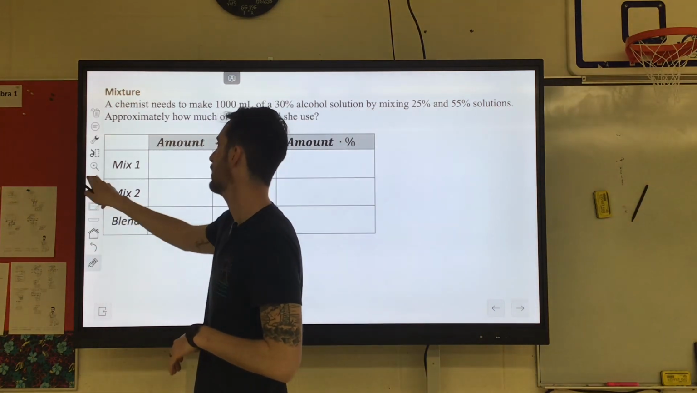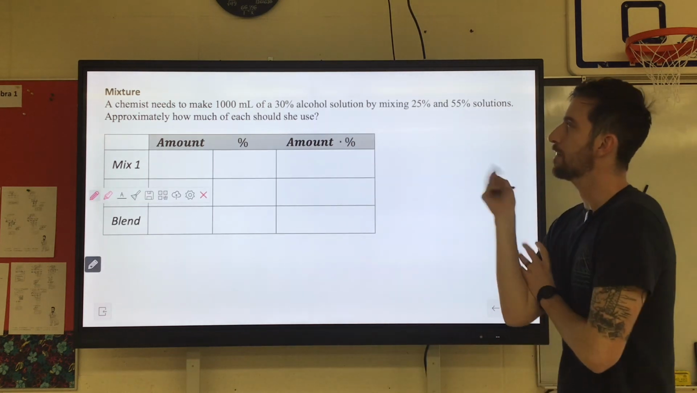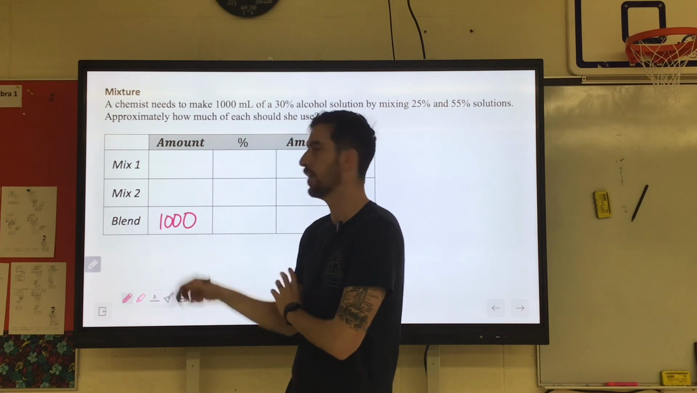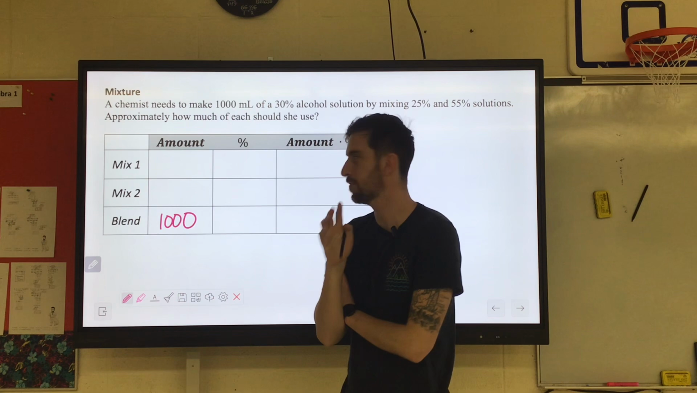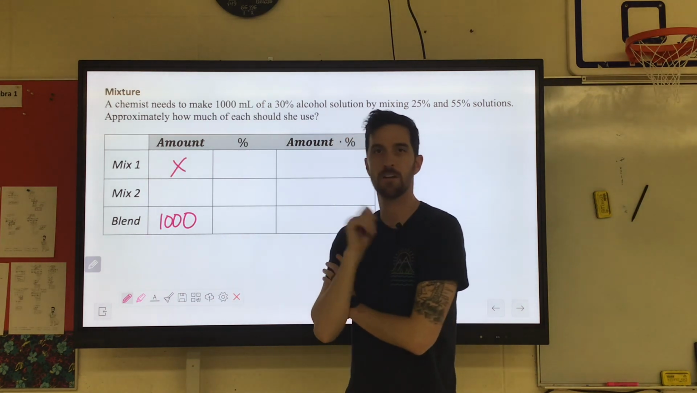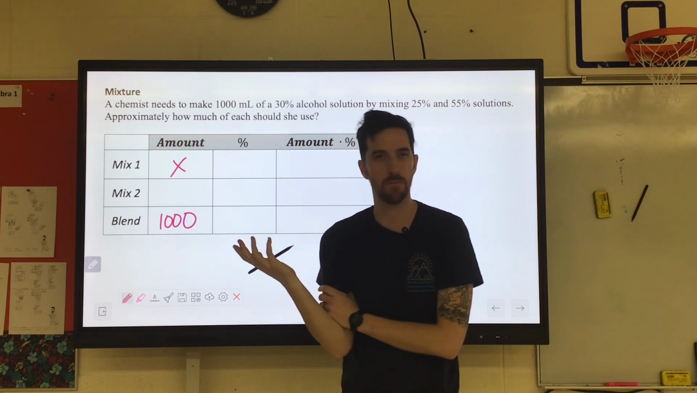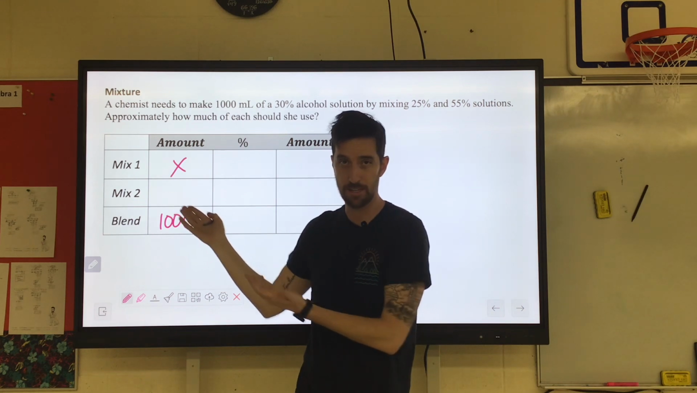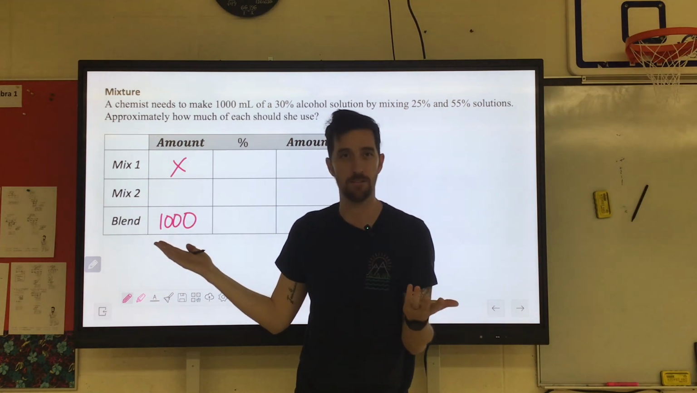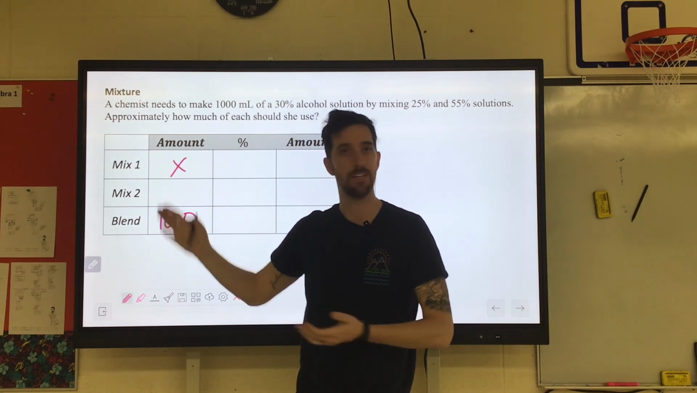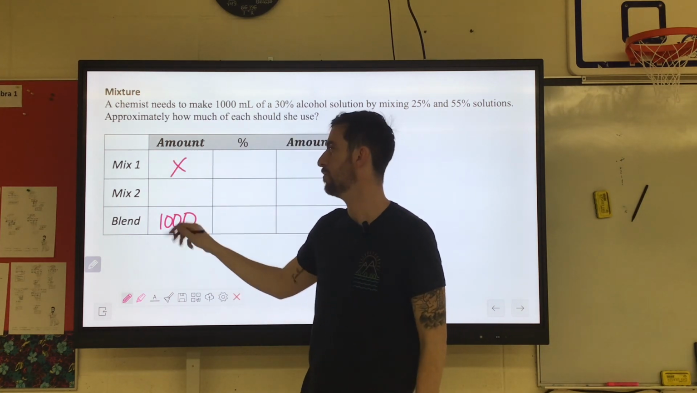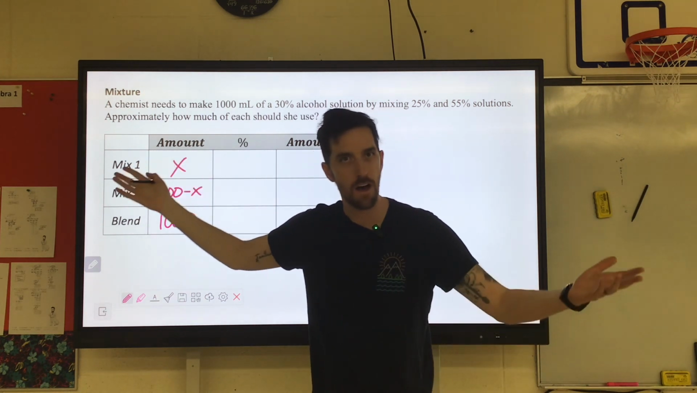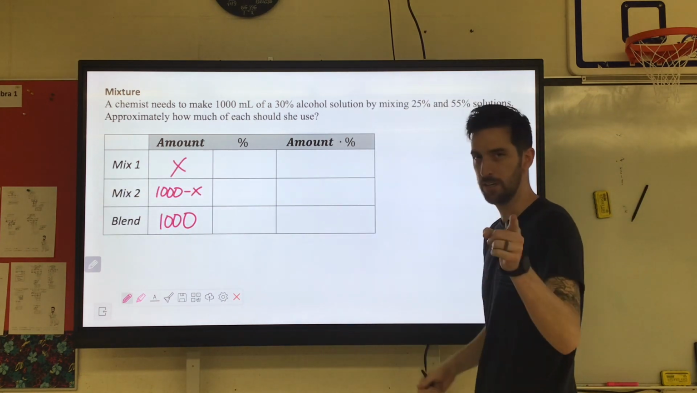So if we look, it says they need to make 1,000 milliliters altogether. So their blend is going to be 1,000 milliliters. We don't know how much of each of them, but let's say the first mixture, we're calling it x. So what would we write for the second mixture? Let's say we use 200 milliliters of the first one. How much would we use of the second one if it's 1,000 total? It'd be 800, right? Because you could do 1,000 minus 200. Now I made up the 200, but mixture 2 is going to be 1,000 minus x, the amount of mixture 1 that we use. That's the tricky part here. Don't worry, it gets better.